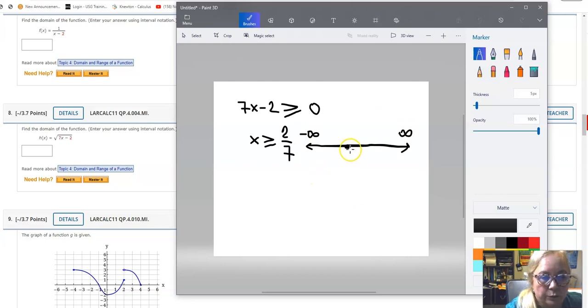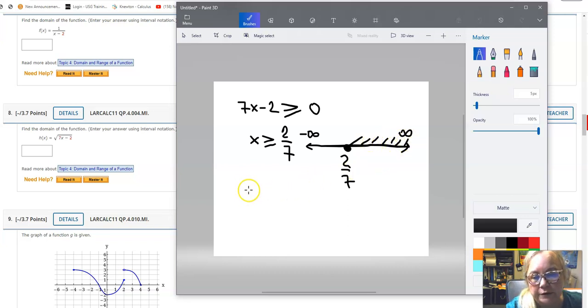2/7 is somewhere here. We use a solid dot, which means that x can be equal to 2/7. When x equals 2/7, we have 7x minus 2 equals 0. The square root of 0 is 0, so that's fine. Numbers greater are to the right, less to the left of the given number.